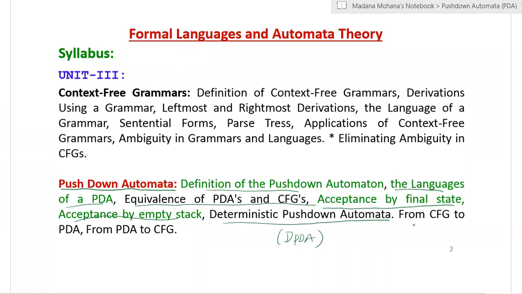Then we will see the equivalence of PDA to grammar and grammar to PDA. So here, for any context-free grammar, how to construct its pushdown automaton. Then reverse, for a given pushdown automaton, how to construct its context-free grammar. These are the various topics we are going to cover in pushdown automaton.